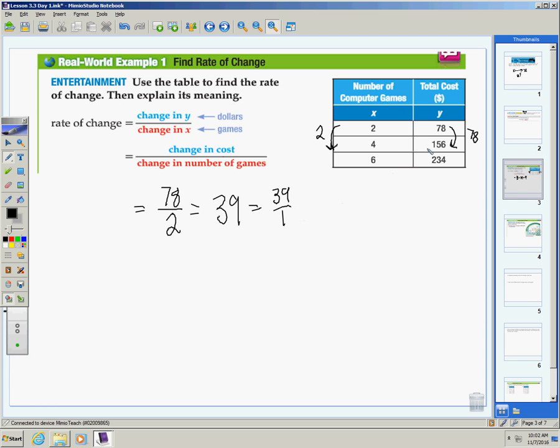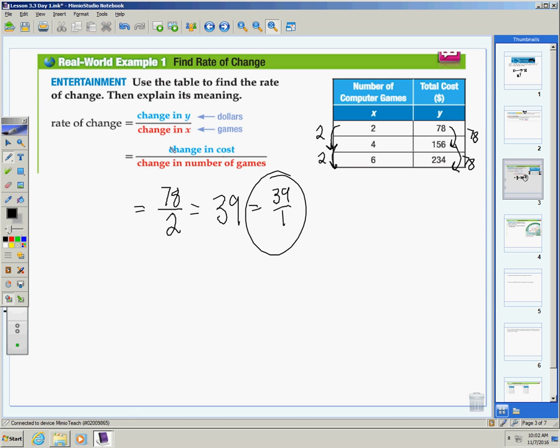Now let's look for the second time, how much it changes. Well, if we notice, we go up 78 for y again, we go up 2 for x again. So we will end up with this same rate of change of 39. It's always just the change in y over the change in x.